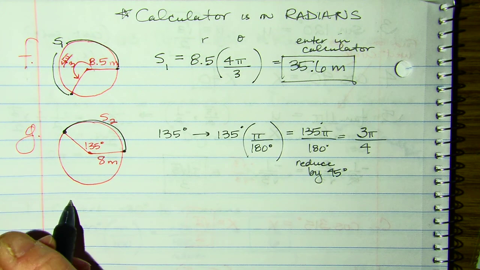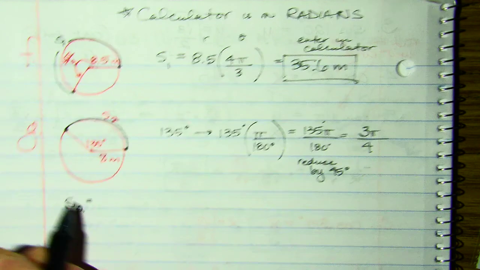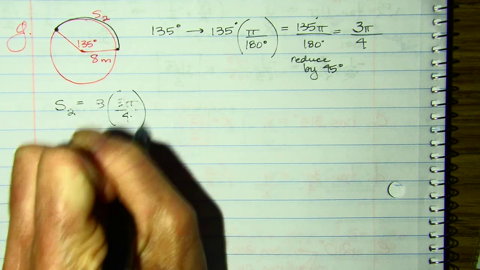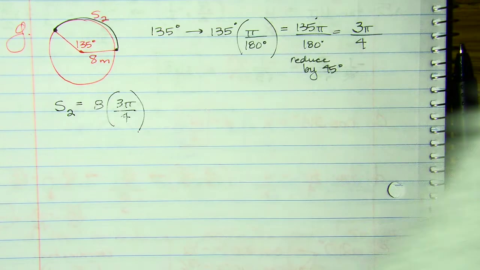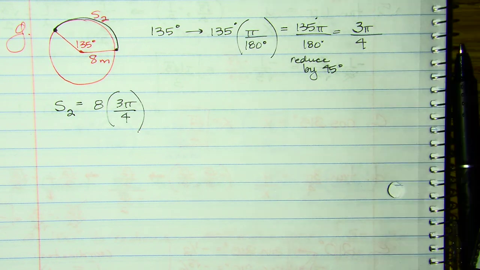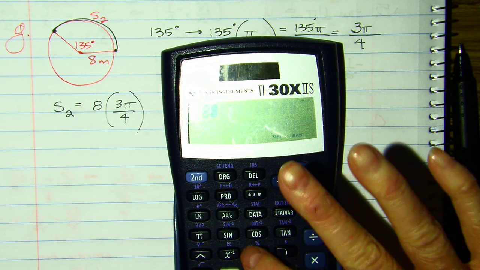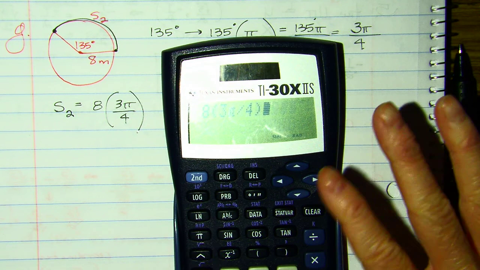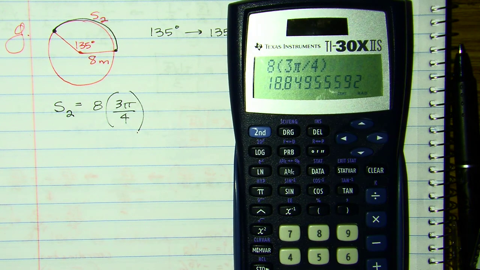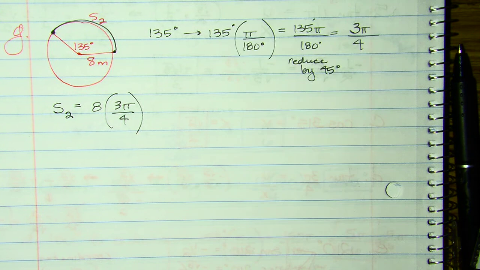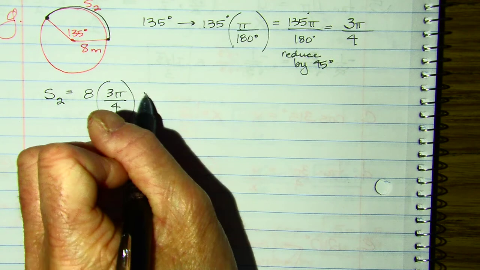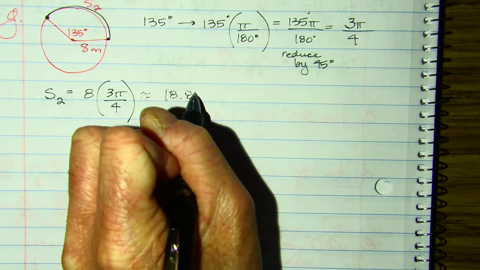So now I can find the measure of my arc. This arc equals the radius of 8 times 3 pi over 4. And I'm going to enter that in my calculator, making sure that it is in radians. So mine already is 8 times 3 pi divided by 4. See if you can see that. And I get 18.85 meters.